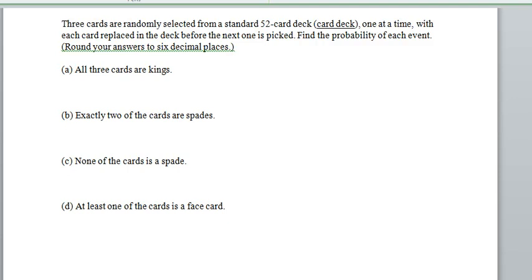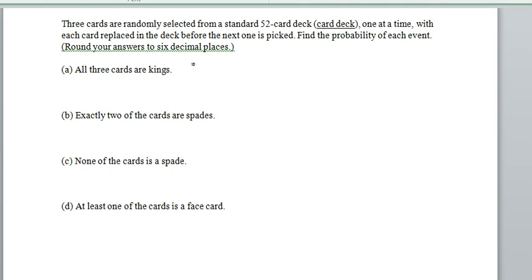3 cards are randomly selected from a standard 52-card deck, one at a time, with each card replaced in the deck before the next one is picked. Find the probability of each event. In the first case, we want to know what's the probability that all 3 cards are kings.